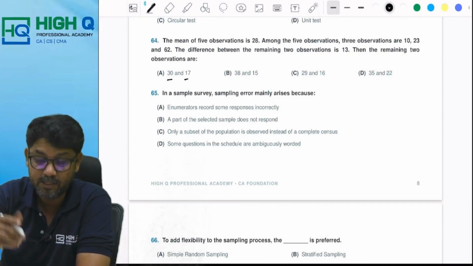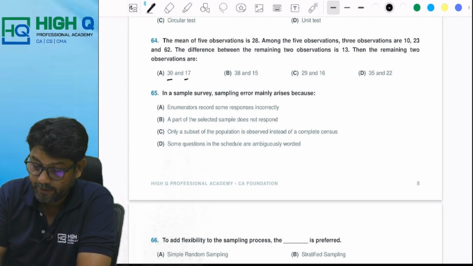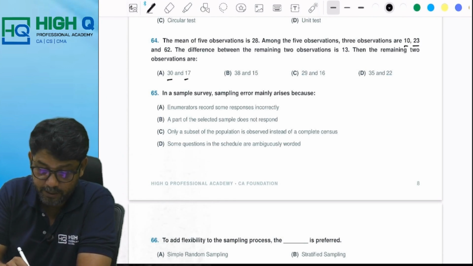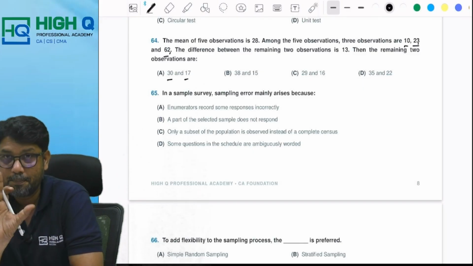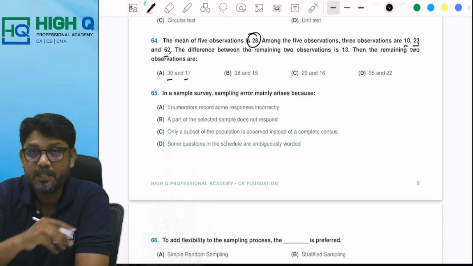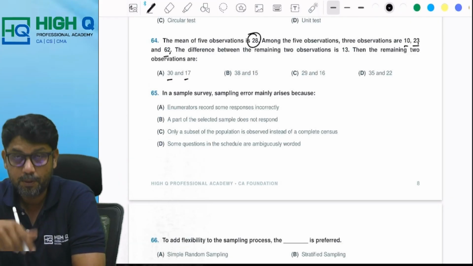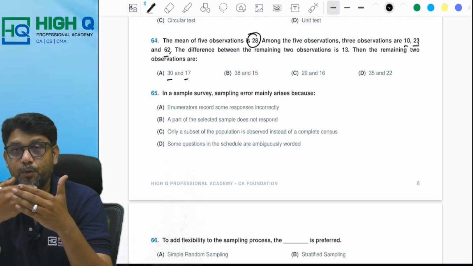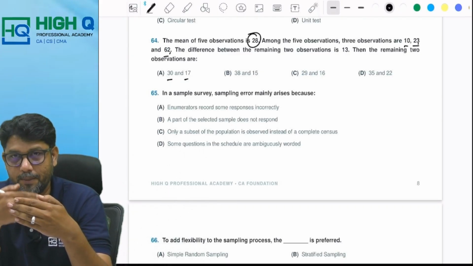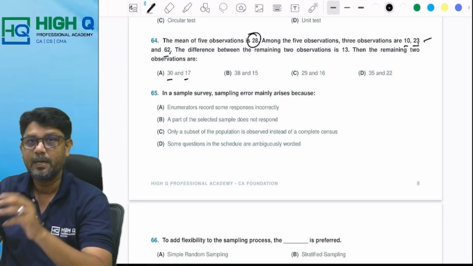Sir, how did you say option C can be? How did your instinct say that, sir? Nothing, my dear. I added this 10, 23 and 62. 3 plus 2 is 5, that means the number of observations is a multiple of 5. And here the mean is an integer. So the numerator should be a multiple of 5 only.